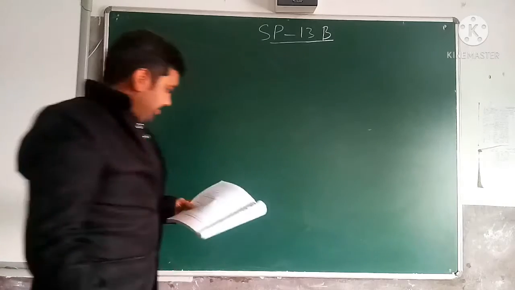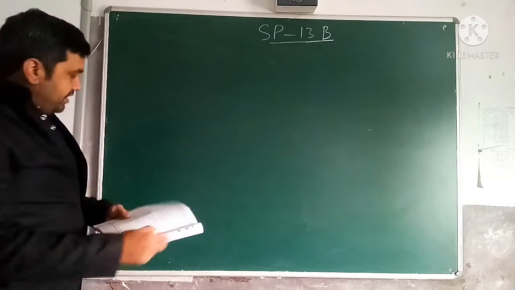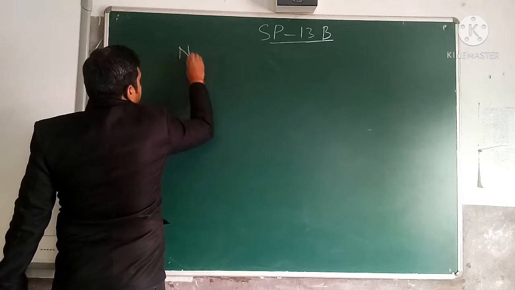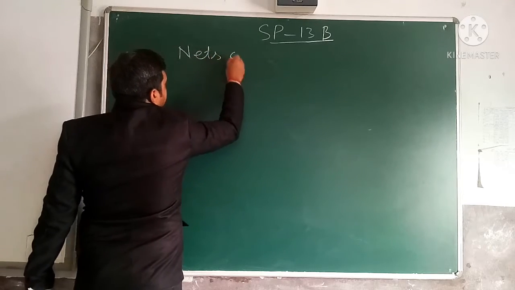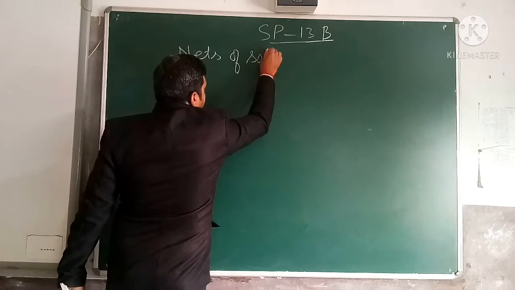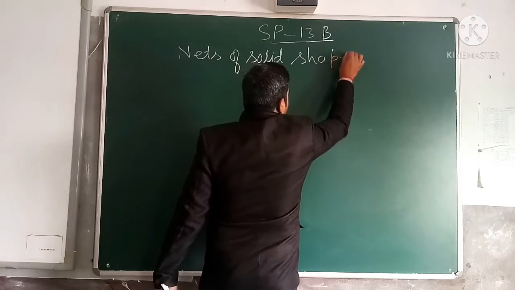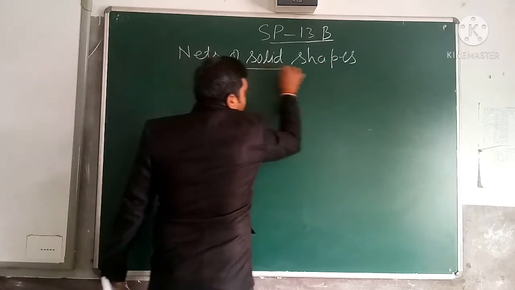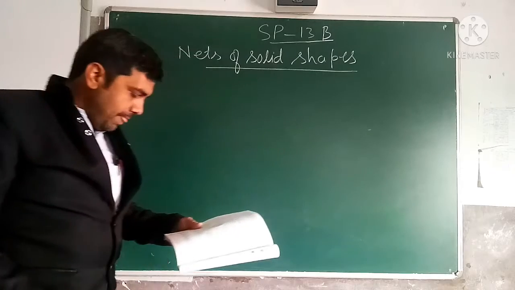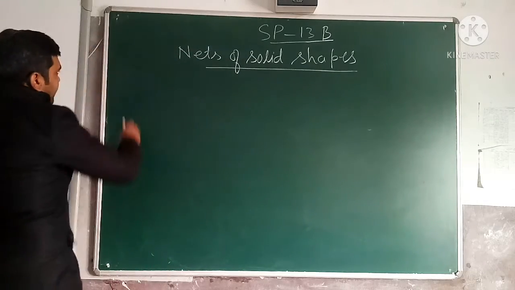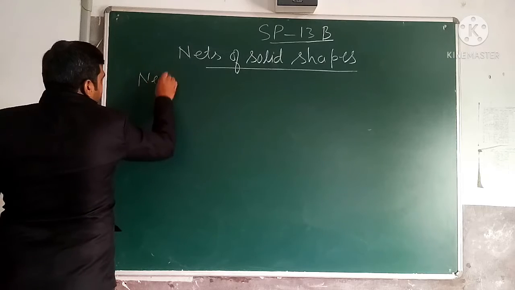Nets of solid shapes. What we have to study is nets of solid shapes. So what is a net? A net is an arrangement of two-dimensional figures.